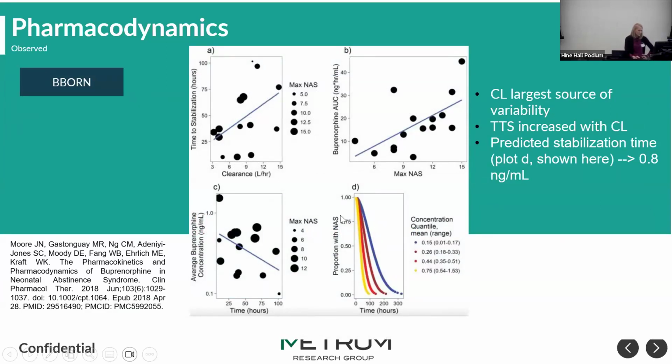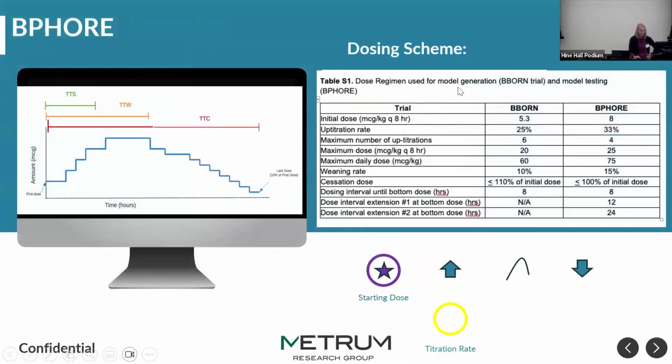And then this is where they got that target predicted stabilization time of 0.8. So when we looked at quantiles of exposure, and we did this survival analysis, we found that the fastest quantile to achieve stability was around this 0.8 nanogram per mL. So I just wanted to show where that was derived. But favorable results for B-born.